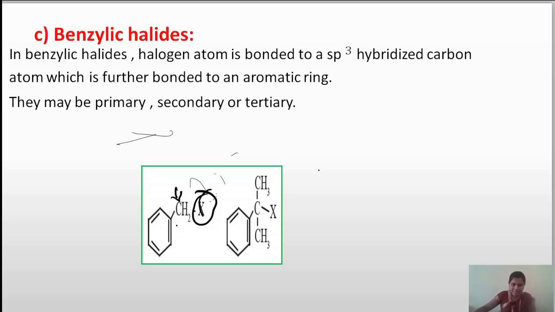Now this is the example of the primary benzylic halide because here this carbon is attached to only one carbon. And now in this example, this carbon is attached to 1, 2 and 3 carbon atoms. So this is the example of the tertiary benzylic halide.